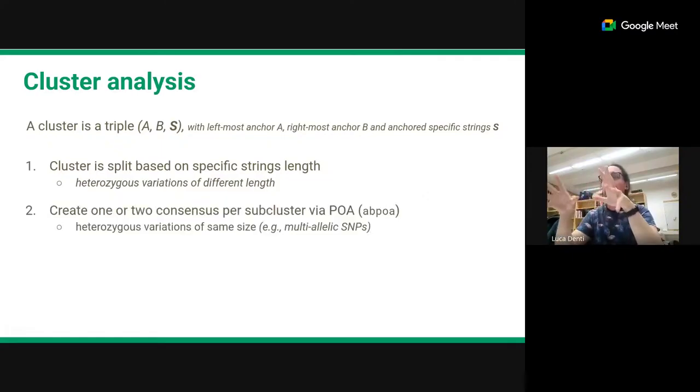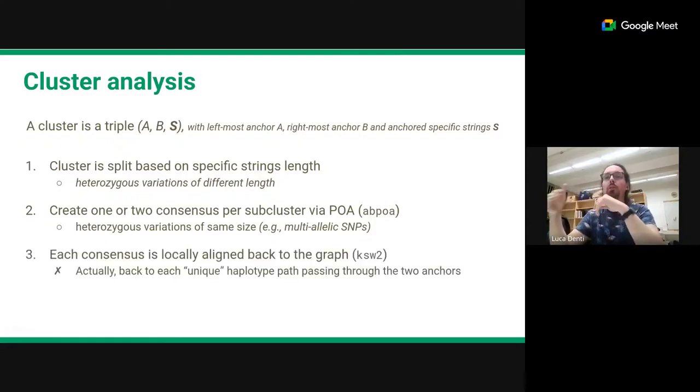And then we have the cluster that could have been split in two. We create one or two consensus per subcluster using partial order alignment, and we rely on ABPOA. When we have a single cluster, so we haven't been able to split the cluster by length, we still may have two different haplotypes, like multi-allelic SNPs, so different alleles on both haplotypes. The length of the specific string should be the same, but we can create two consensus while doing the partial order alignments in those cases.